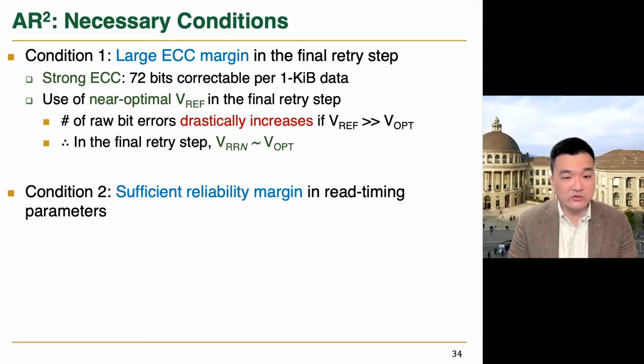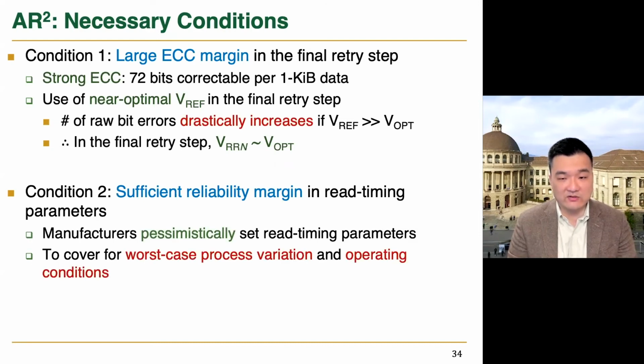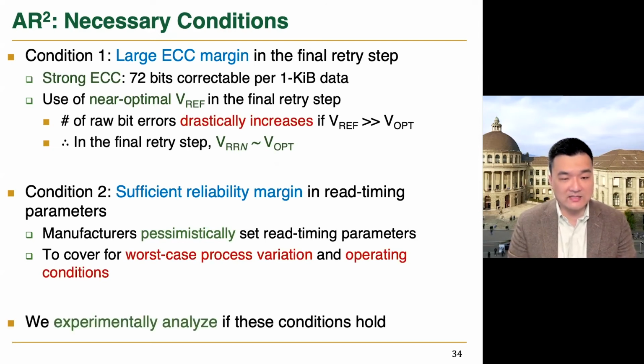Second, there should also be a sufficient reliability margin in read timing parameters. We expect that this is also the case because manufacturers pessimistically set read timing parameters to cover for worst-case process variation and operating conditions. We experimentally analyze if these conditions hold.